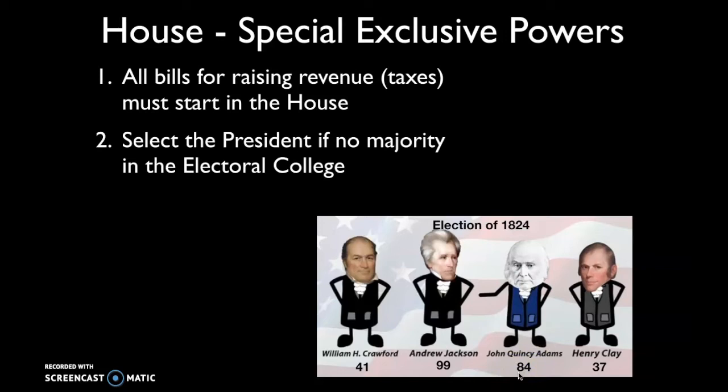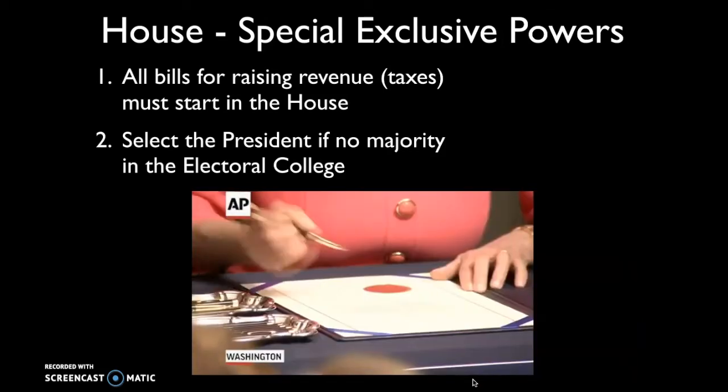However, that is not how it worked because none of these individuals received a majority, and therefore, who got to select the president? The House of Representatives. And who did the House of Representatives select? John Quincy Adams. And as you can imagine, Andrew Jackson was pretty salty about that.